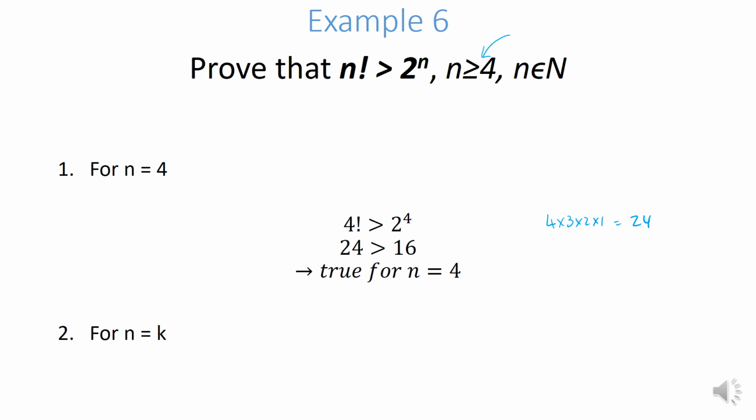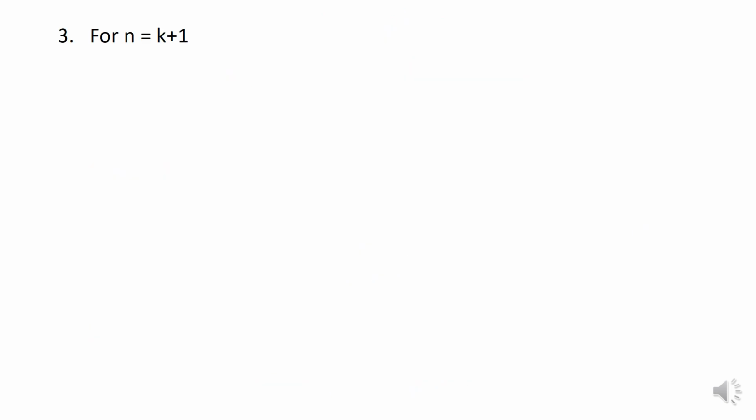Second step, as always, is n equals k. Just write it down. So k factorial is greater than 2 to the power of k, and this is our assumption that it is true for n equals k. Step 2 is done. Now let's go to step 3. This is the most difficult. We'll write it down firstly. K plus 1 factorial is greater than 2 to the power of k plus 1.